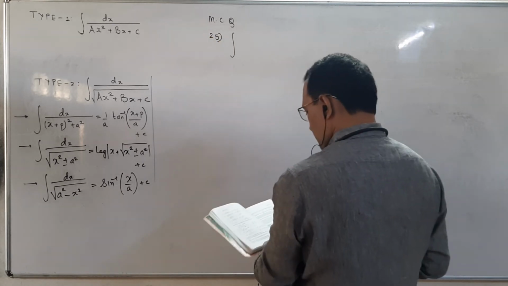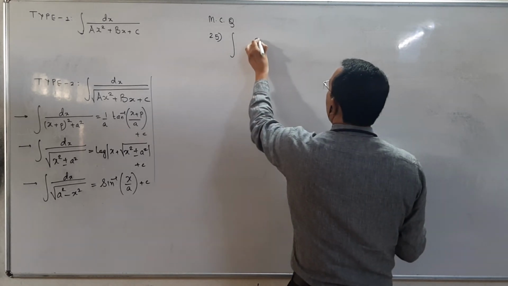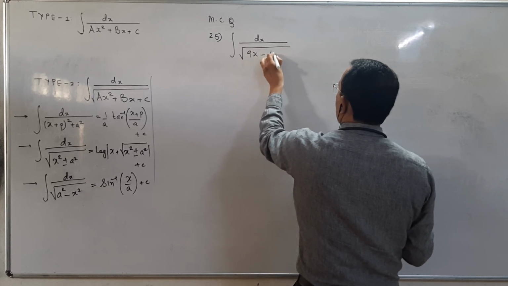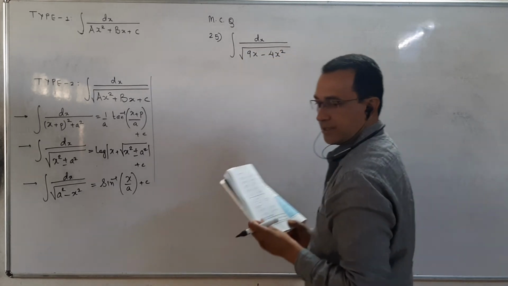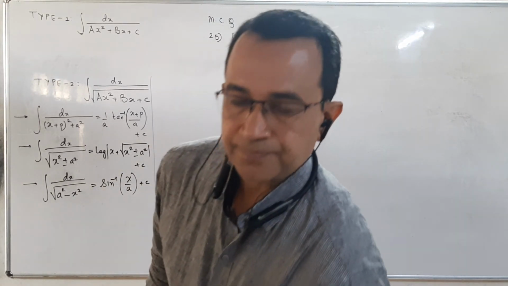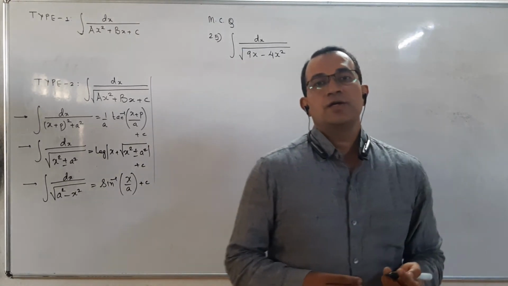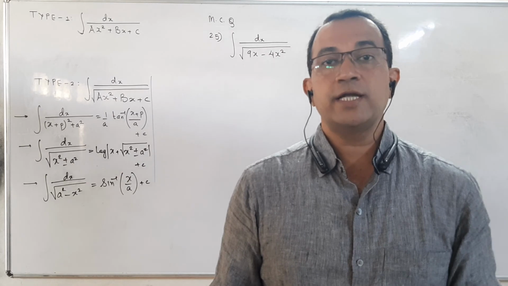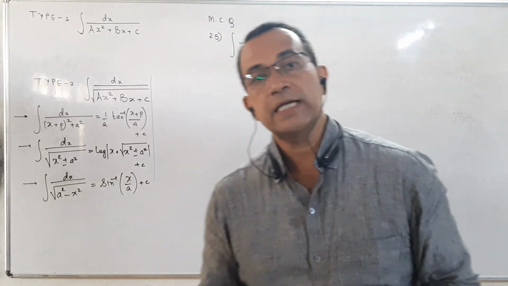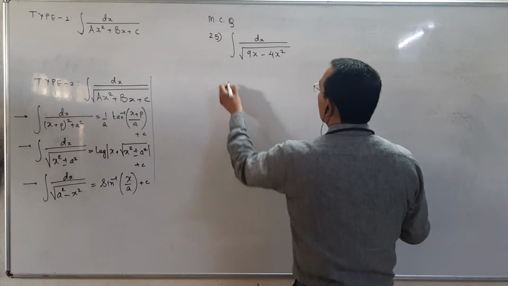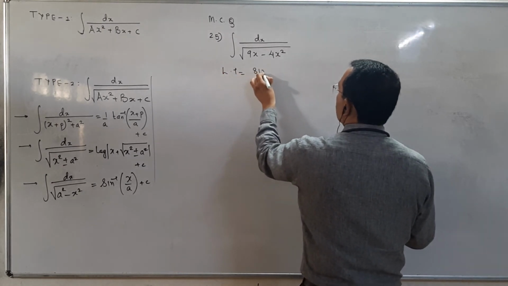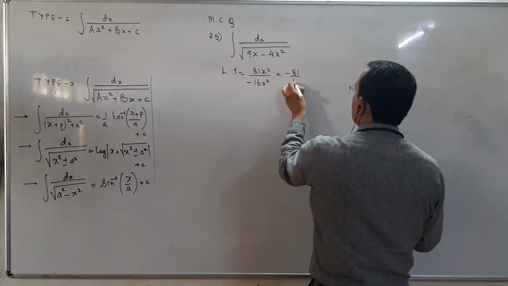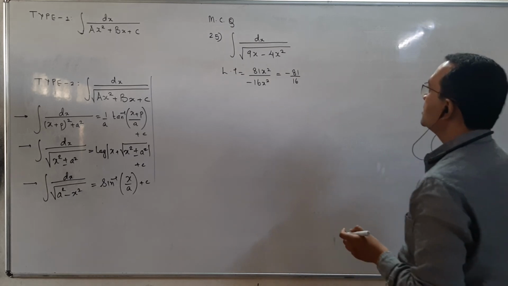Integral of dx upon square root of 9x minus 4x square. This, students, we are going to deal with. Again, a negative sign with x square, so don't take anything common. Directly operate the last term. The formula for the last term is middle term square upon 4 into first term. So this comes out to be minus of 81 by 16.